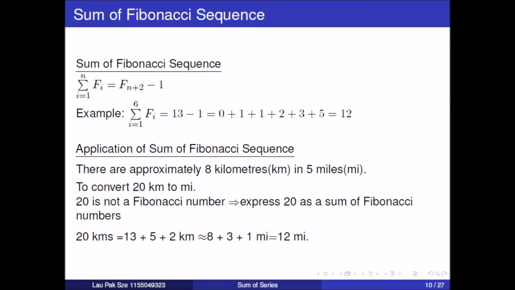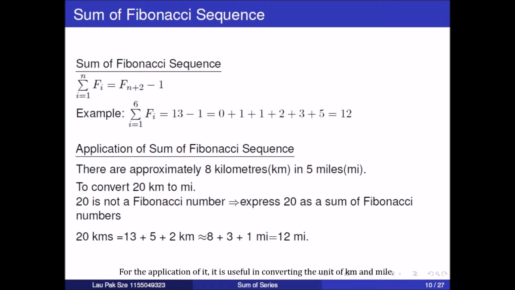Talking about the sum of the Fibonacci sequence, the summation of fi from i equals 1 to n equals fn plus 2 minus 1. The example here is the summation from i equals 1 to 6, and it equals 12.